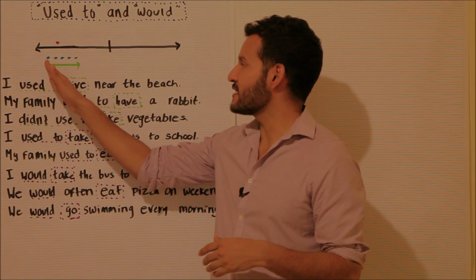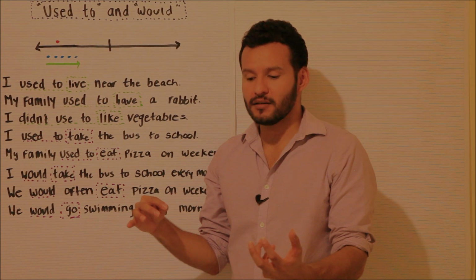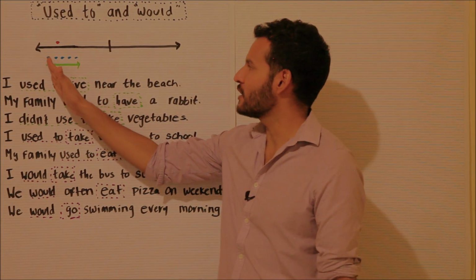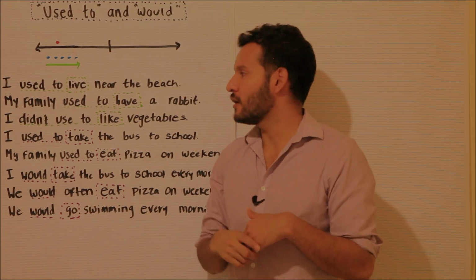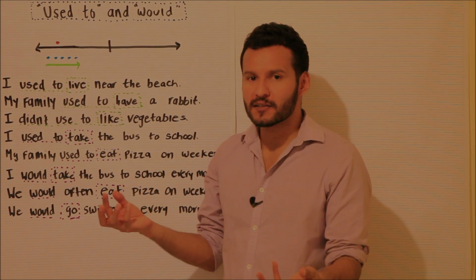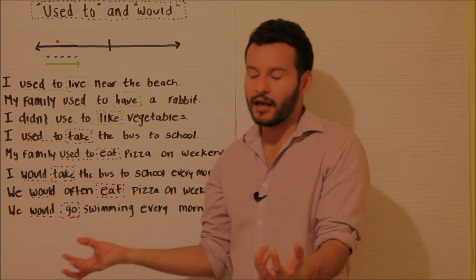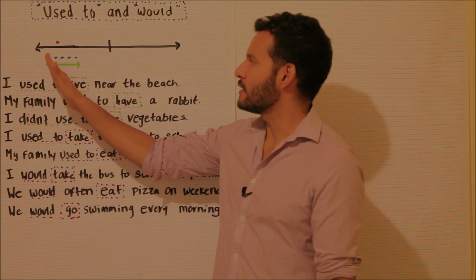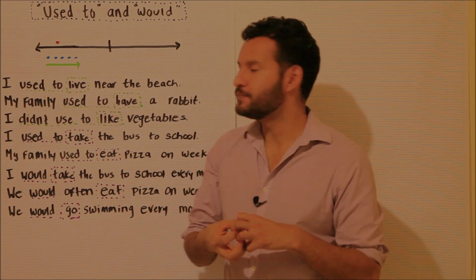The second type of action is a state that continued for a period of time. So for example, if I tell you that when I was younger, I lived near the beach. This is an example. I started living near the beach and then I continued living near the beach for a period of time. If I tell you that when I was a child, my family had a pet rabbit, this would be another example. We bought the rabbit and we continued having the rabbit. And if I tell you that when I was young, I didn't like vegetables, same thing. I didn't like vegetables and I continued not liking vegetables until at some point I did.